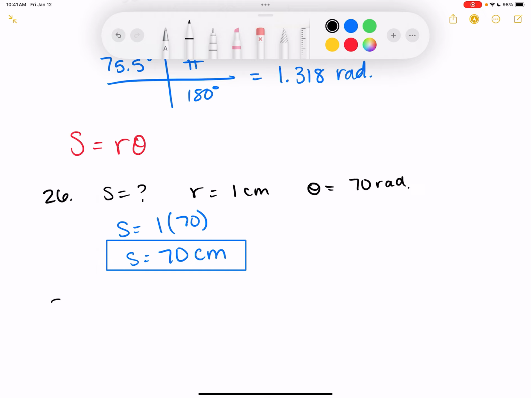28. They give us that S is 2.5 centimeters. They don't give us r, so that's what we're going to be finding. And theta is pi over 4. No, pi over 3, sorry.